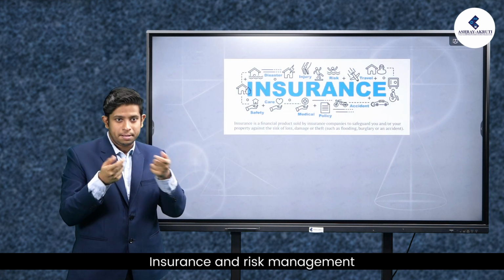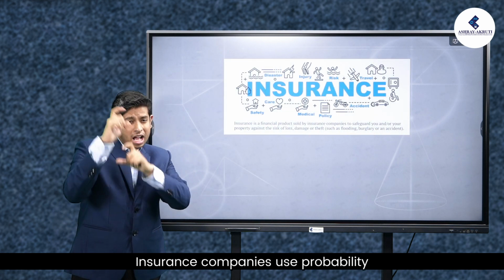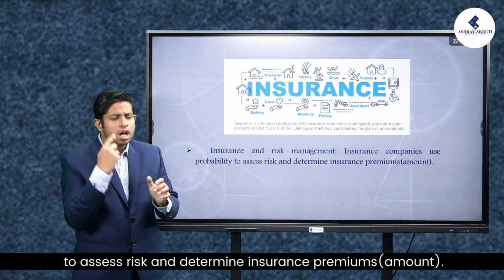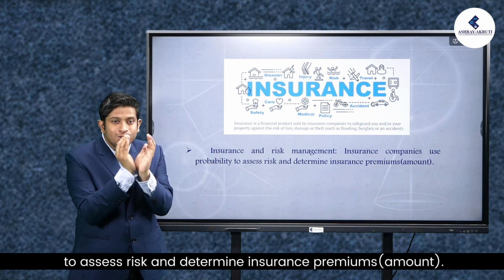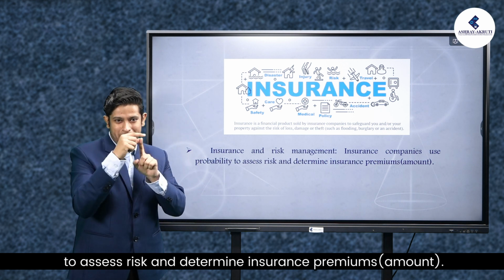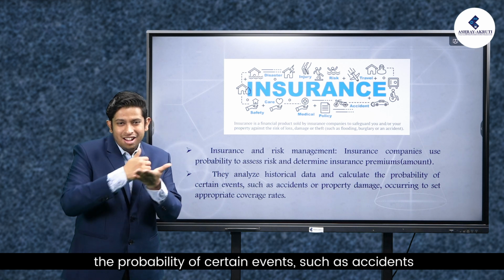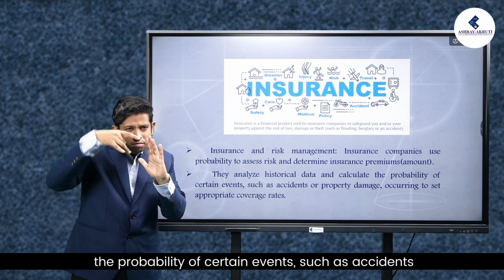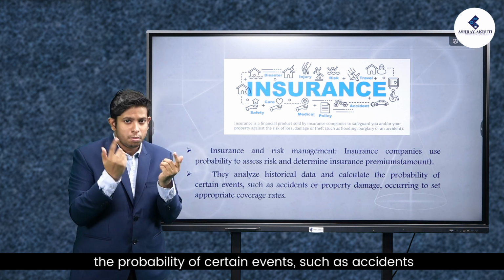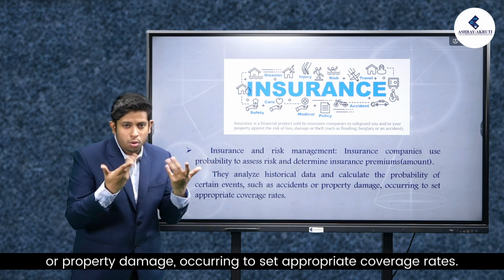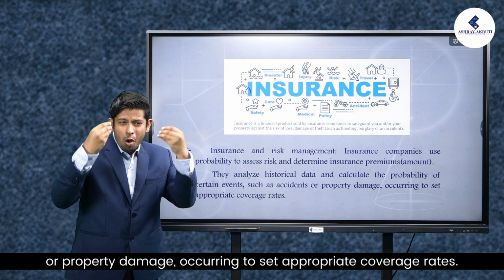Insurance and risk management. Insurance companies use probability to assess risk and determine insurance premiums. They analyze historical data and calculate the probability of certain events, such as accidents or property damage, occurring to set appropriate coverage rates.